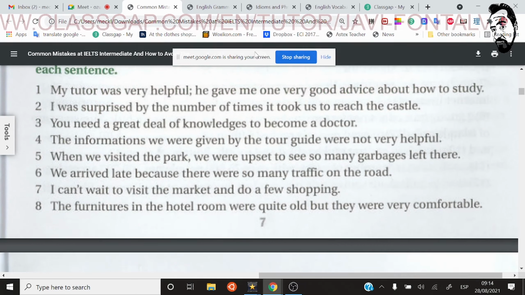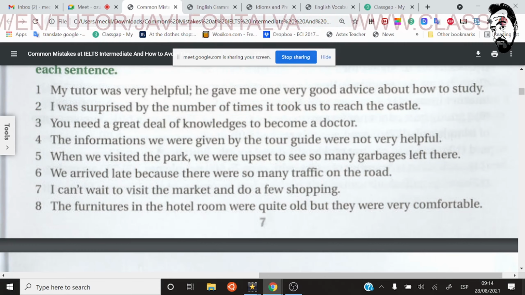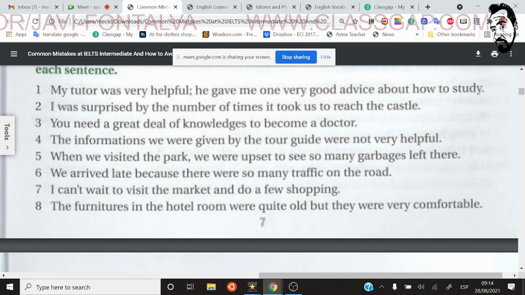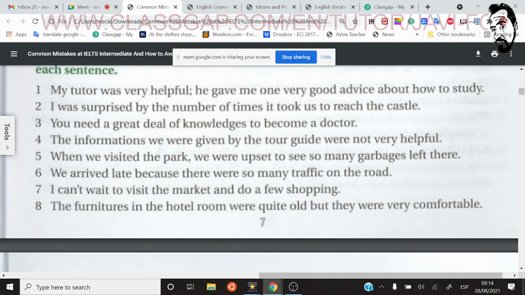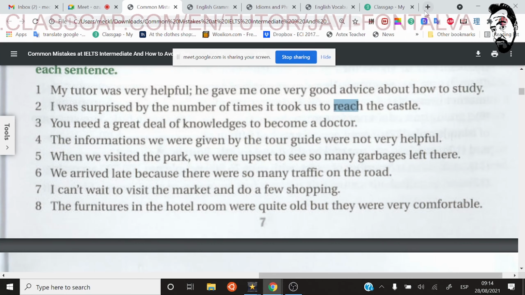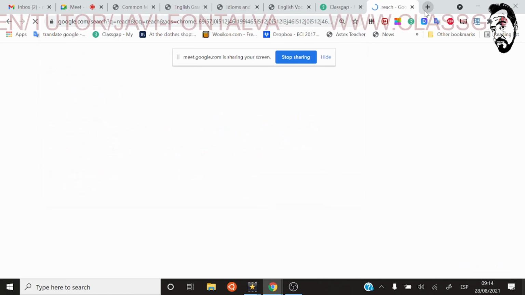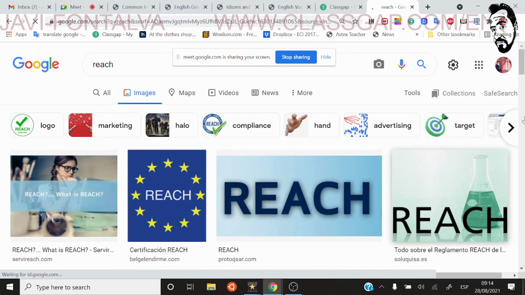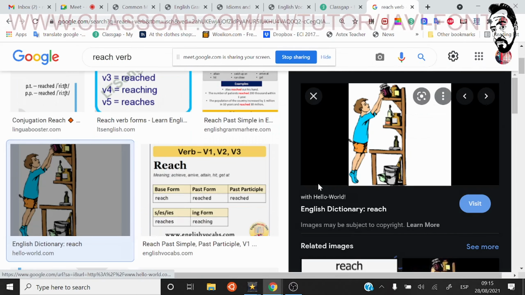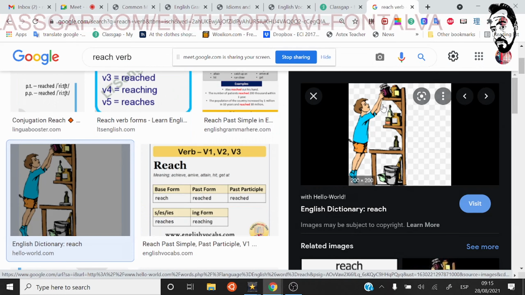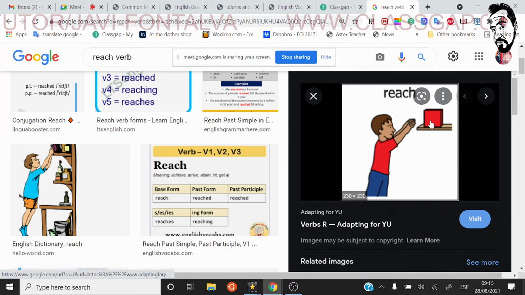Okay, number two. I was surprised by the number of time it took us to reach the castle. Reach. I'm going to show you. Reach. Okay, if you reach something, it means it's near you and you can use your hand to take something. You reach something. So to reach.